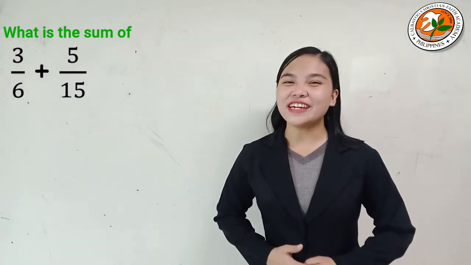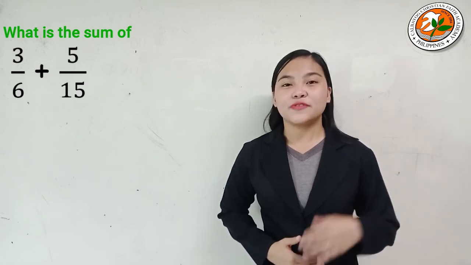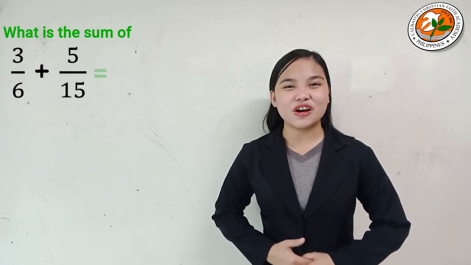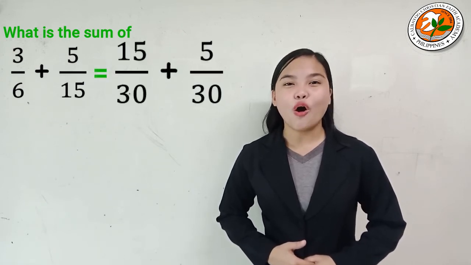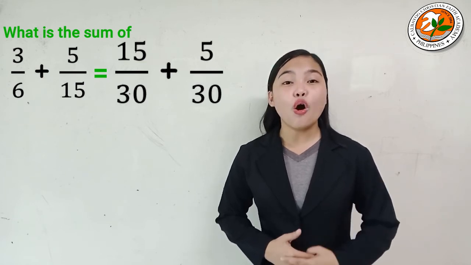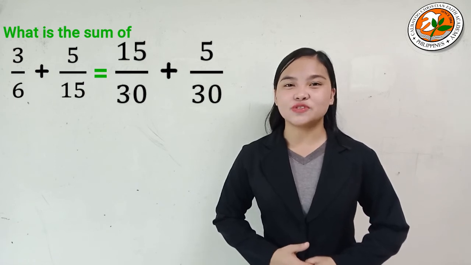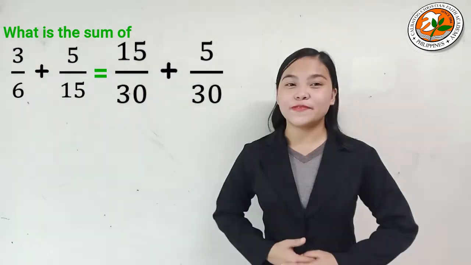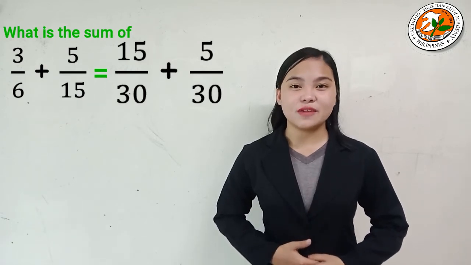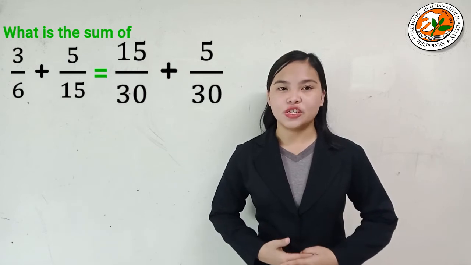Now, let's divide the LCD, which is 30, to our fractions. 3/6 with denominator 30 is equal to 15/30. Next, 5/15 with denominator 30 is equal to 10/30. Since our denominators are already the same, we can now add the fractions.